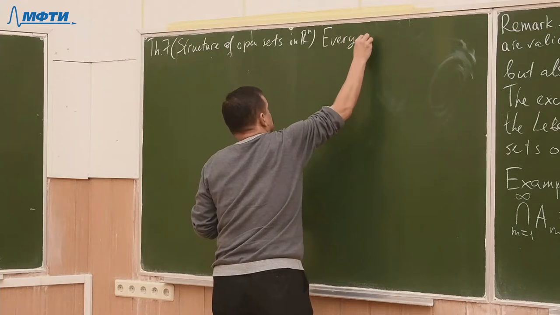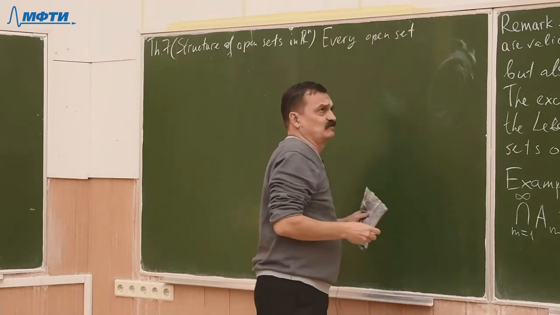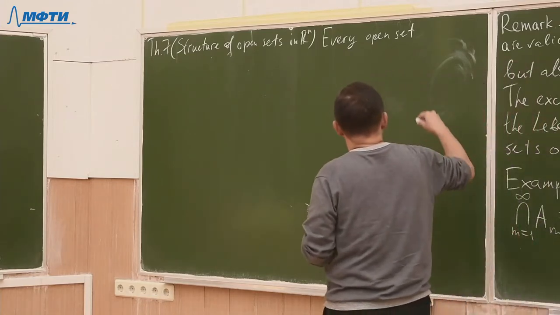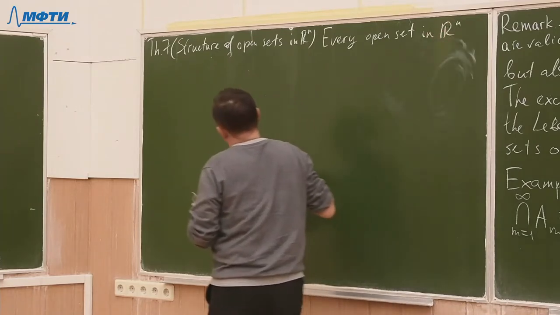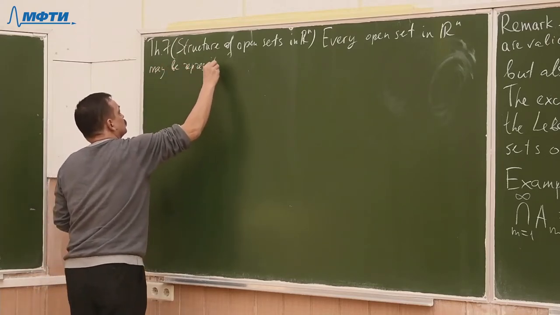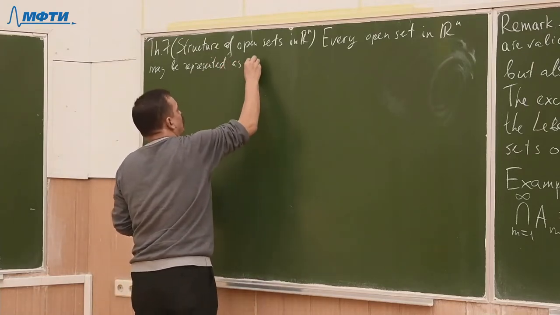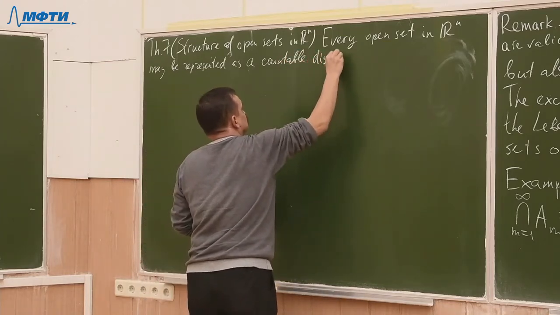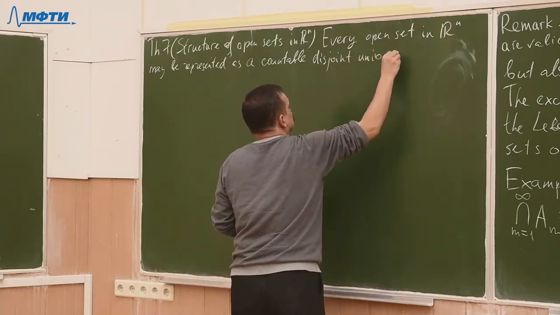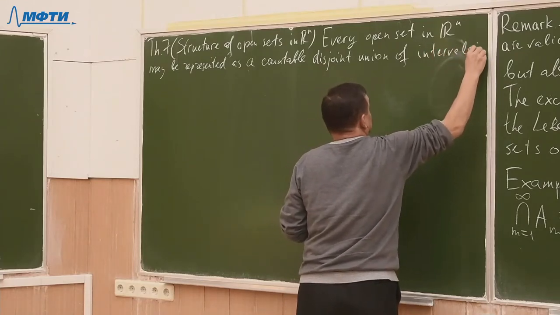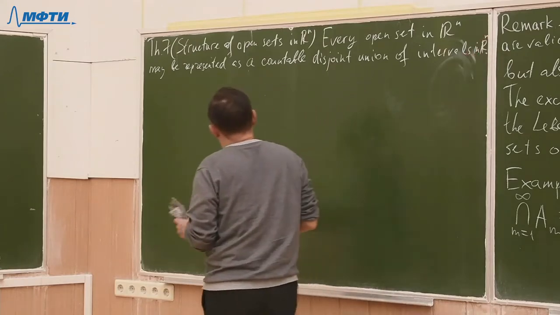Every open set in Rn may be represented as a countable disjoint union of intervals in Rn, of course. Proof.